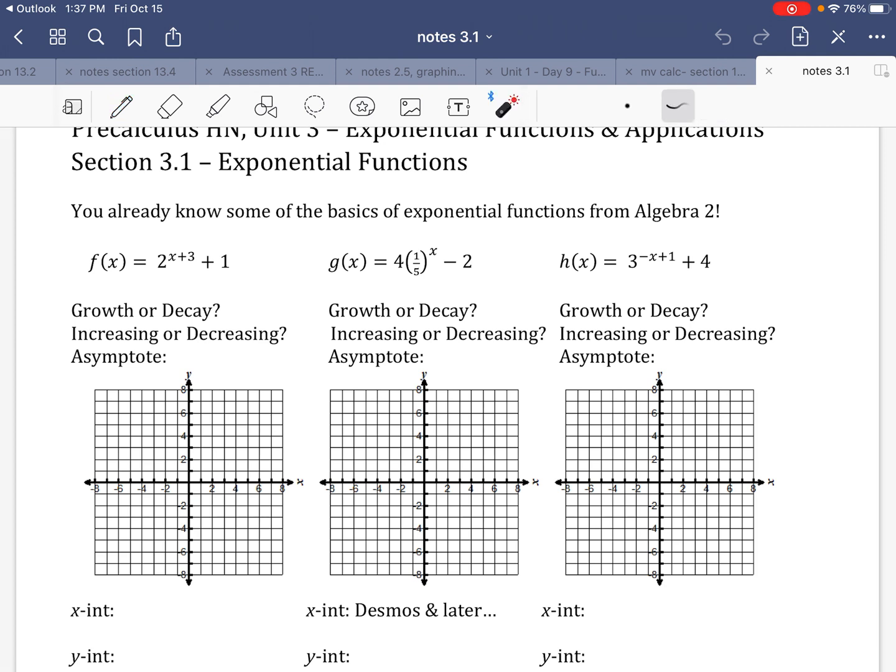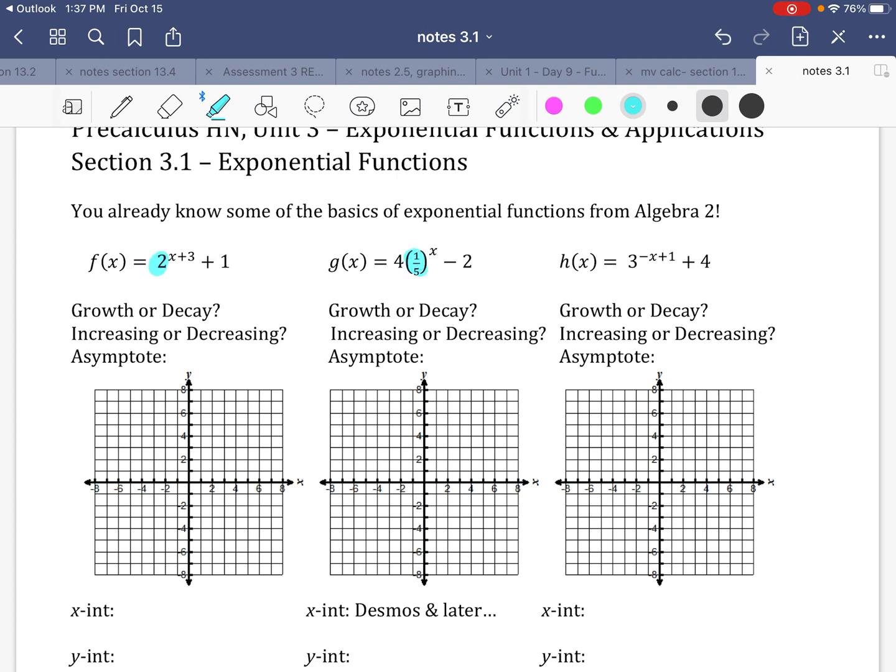Exponential functions have x in the exponent. So you notice all of these have an x in the exponent up here. So that's an exponential function. The first thing to look at is whether it's growth or decay. So growth or decay is going to be based on the base, right? So like the base of the exponent right here.